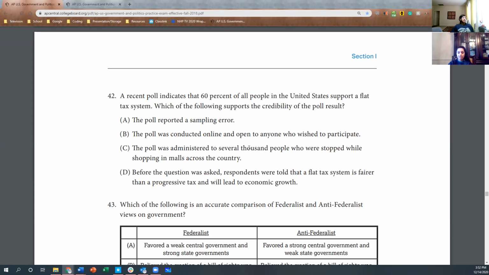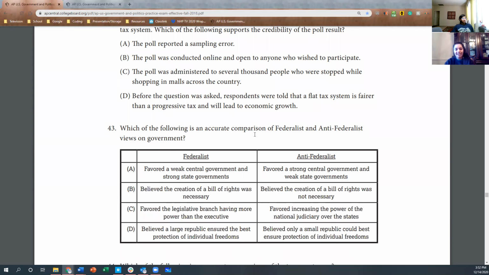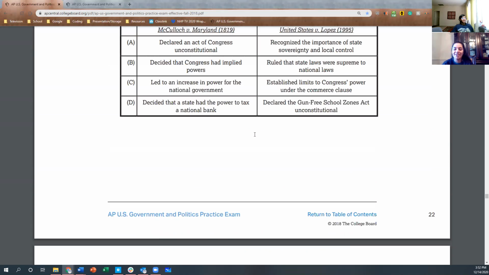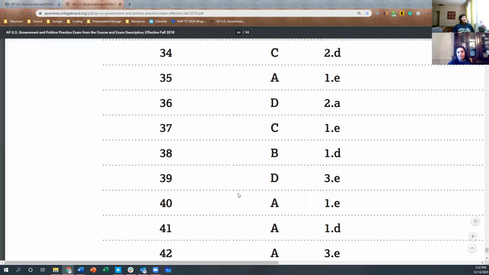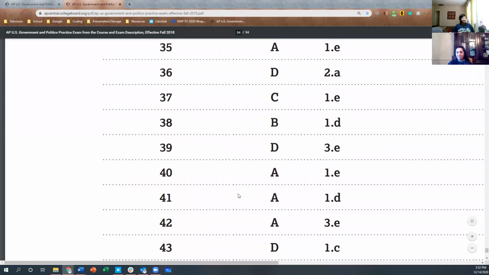Okay. Yeah. Which of the following is an accurate comparison of federal and state? I like these questions a lot. They're really fun. Okay, nope. Nope. Maybe no. Yes, maybe. Nope. Large republic, yes, and yes. So D. Yeah, these tend to be easier, I feel like. Yeah. Straightforward. Good.